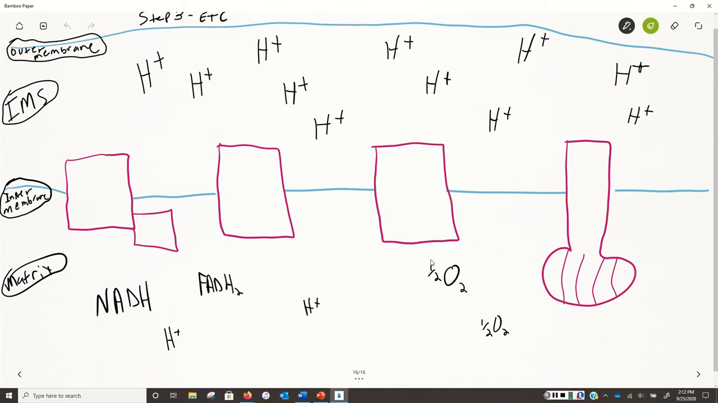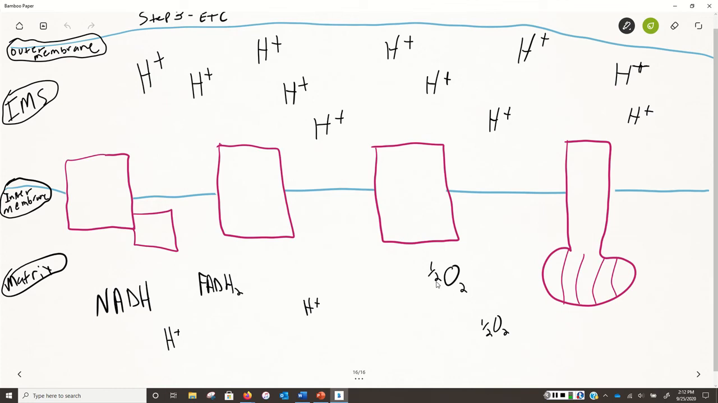Also down here in the matrix, kind of gathered near this third box here, is something written as 1/2 O2. So I'm going to talk about why it's written that way. And I wrote it that way because that's how your book writes it. That's how most books write it. But what is 1/2 O2? 1/2 O2 is O. But why did they write it this way then? Well, as we saw earlier, O2, molecular oxygen, that's what we breathe in.